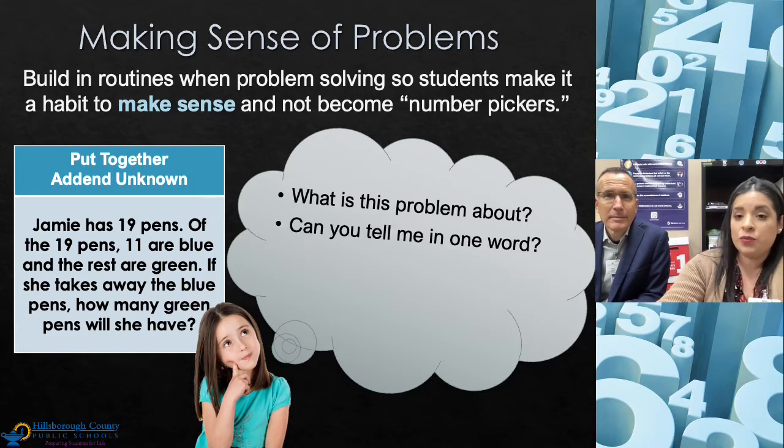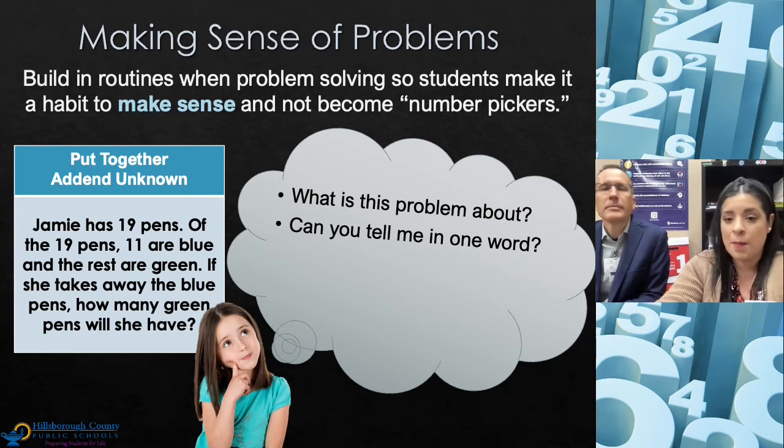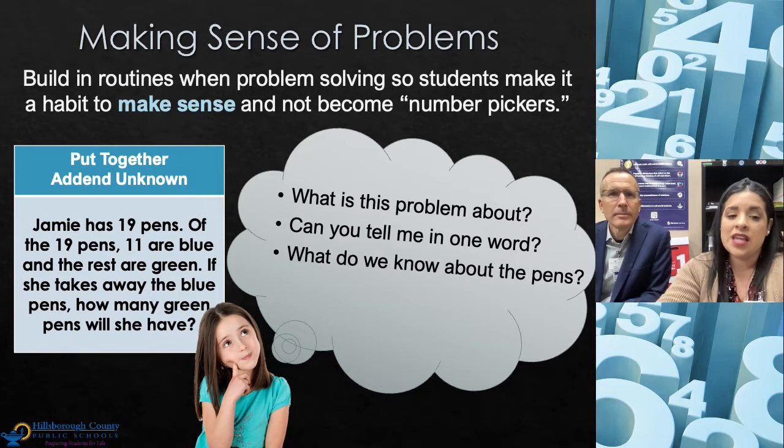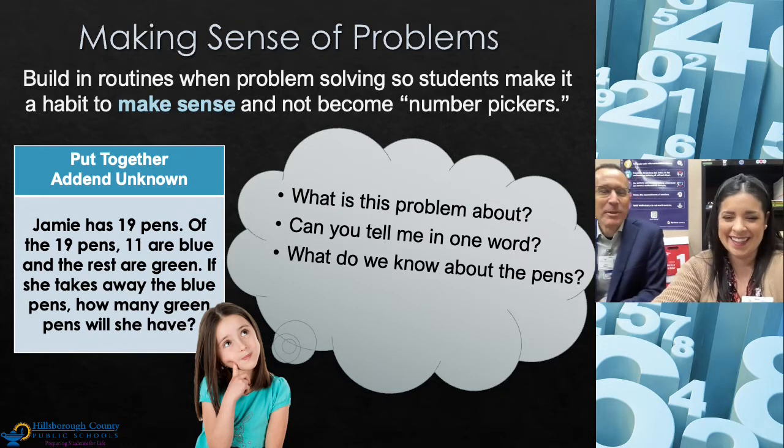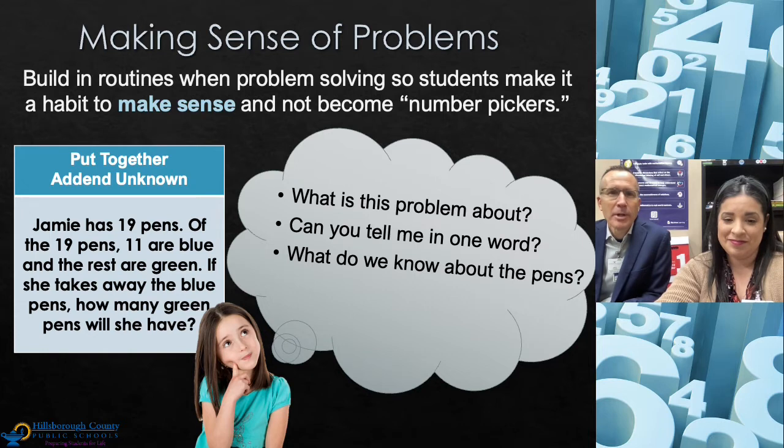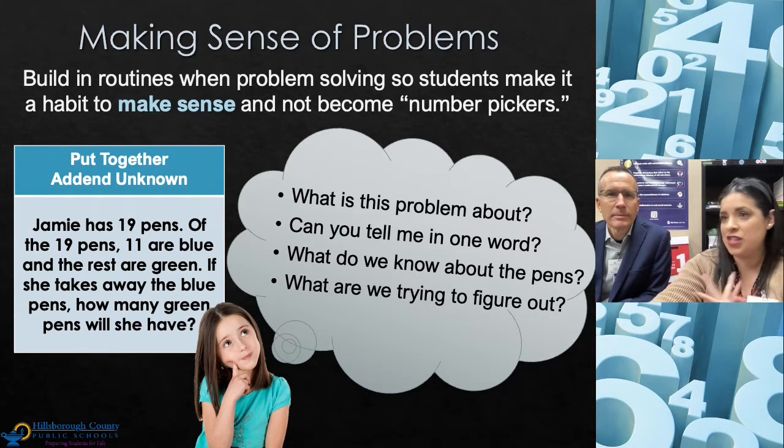So if they are rereading the problem or they're trying to come up with a bunch of things, you might want to even just say, what's one word? Pens. Then we could say, well, what do we know about the pens? They're different colors, and I know that some of them are blue, but we're also trying to figure out how many are green. That's exactly right. And you just answered the next question.